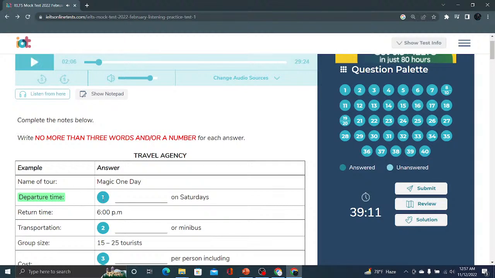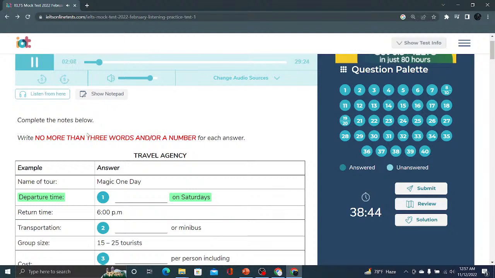Okay, so now we are going to practice with question number 1. In question number 1, there is a keyword for us, departure time, and on Saturday. So on Saturday maybe they will talk about a time, so let's listen to it.